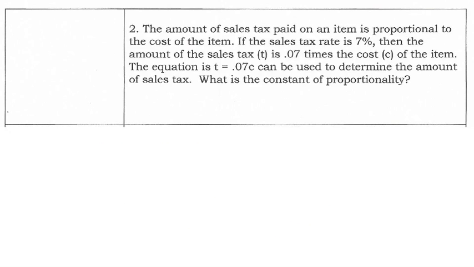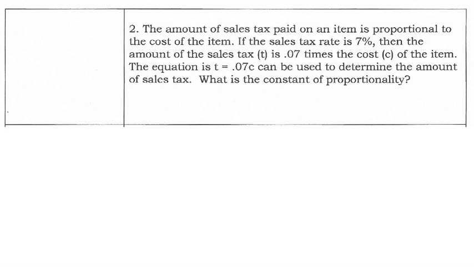So example 2. The amount of sales tax paid on an item is proportional to the cost of the item, which means that for every $1 you spend, or whatever the amount is, you're always going to pay a sales tax rate of 7%. So if the sales tax rate is 7%, then the amount of sales tax is 0.07 times the cost of the item. Here's the equation. T is equal to 0.07 times the cost.